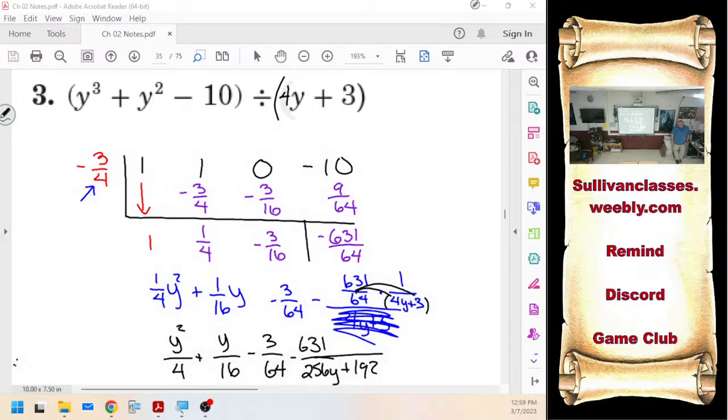Why do we have to divide by 4? Because you didn't divide by 4y plus 3. You divided by y plus 3/4. So if you took a 4 out of there, you should also take a 4 out of here because this is now 4 times too large.